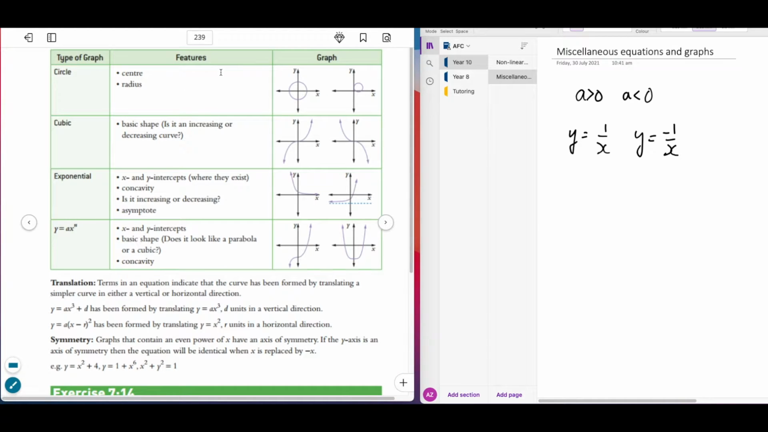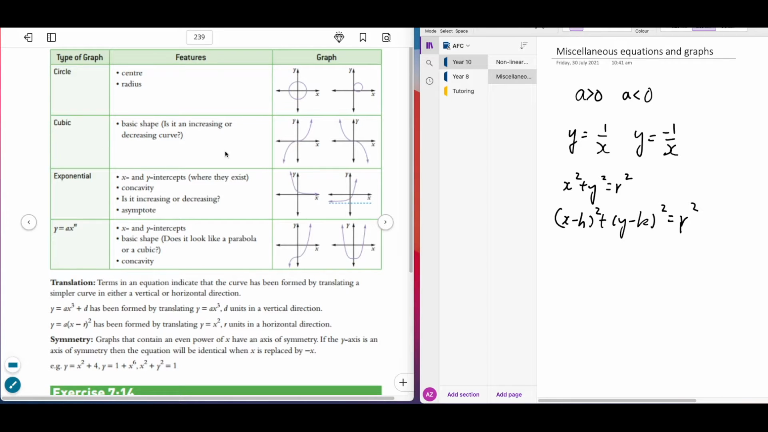Let's see what the next graph is. Circles. Circles you should be familiar with. The basic circle is x squared plus y squared equals r squared. Or the ones that are shifted: x minus h squared plus y minus k squared equals r squared. The part that students tend to struggle with is when they need to complete the square to find the center and radius of a circle. So make sure you revise that if you're a bit lost.